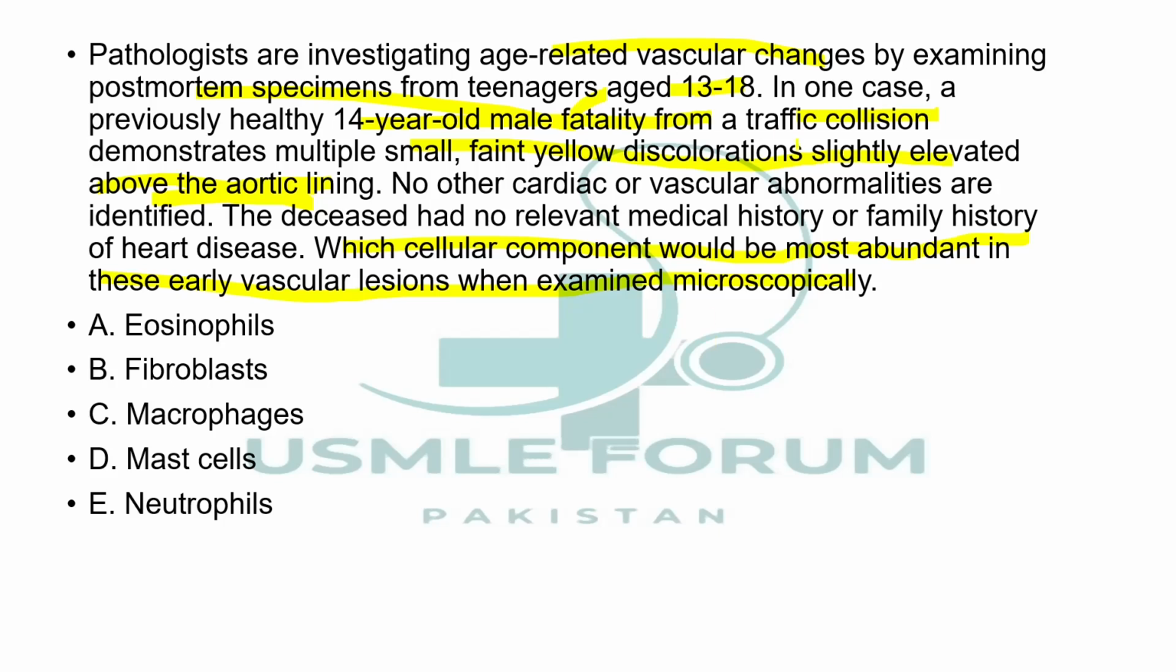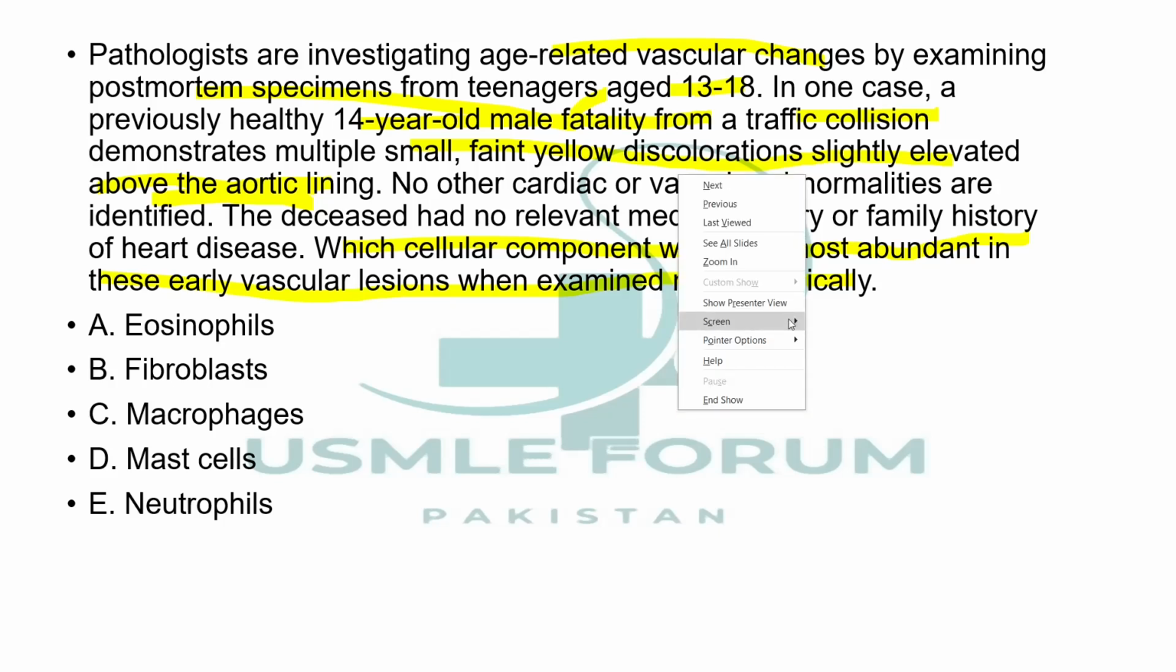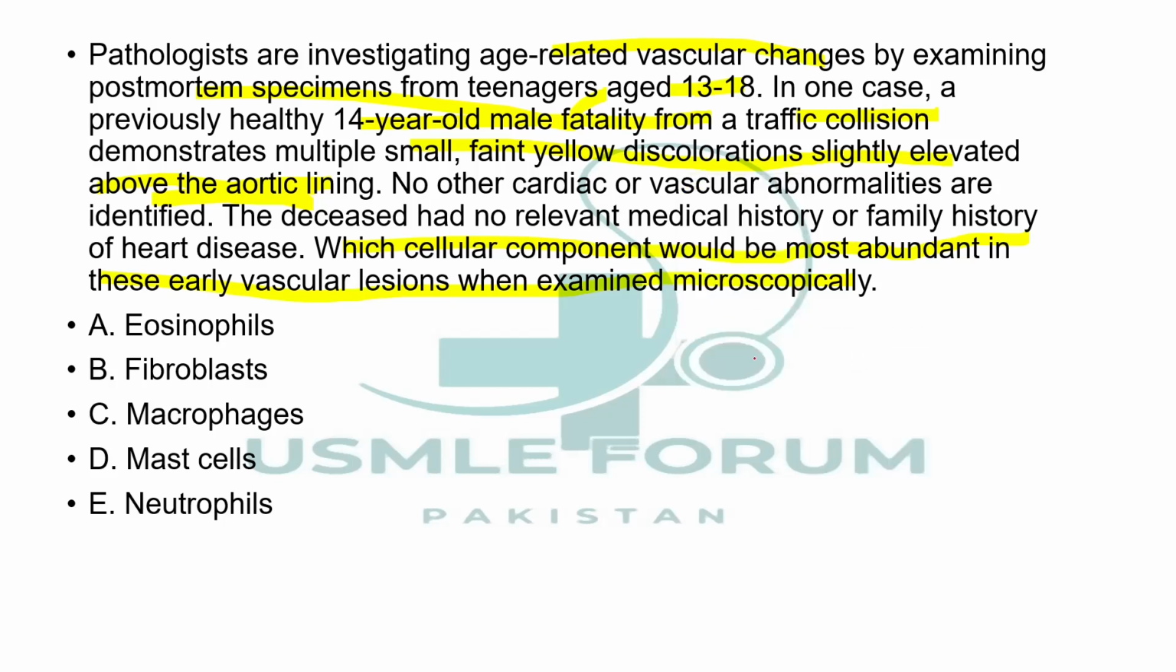Now, they are talking about teenagers, and it's very normal. It's a normal teenager with no pathology. So you have to think like that, that there is no pathology, right? So you have to understand this is the first clue: with a teenager, always concentrate on the ages that are given in the question. Those are very important. You have to know the description: small faint yellow discoloration slightly elevated above the aortic lining.